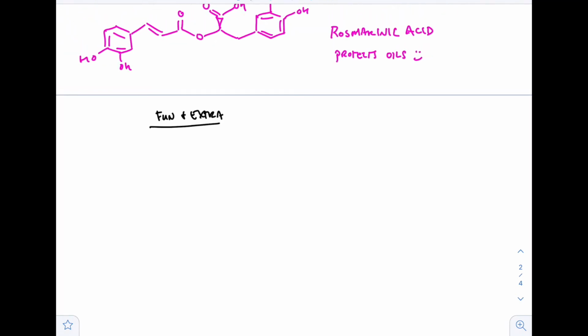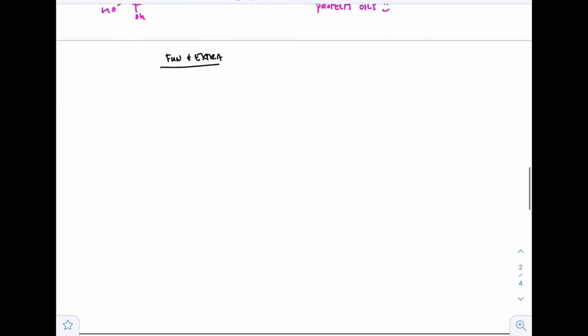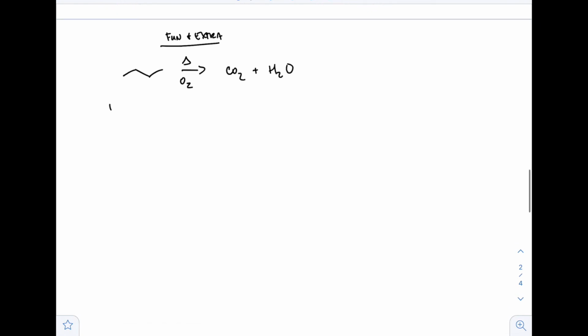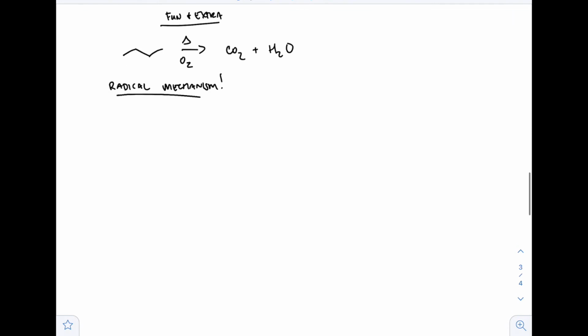All right, so this last portion right here is just basically fun, kind of extra, because you know I'm kind of extra. There's a couple things here. So there's combustion reactions. Let's say we had butane, we have a little heat, and we have some oxygen. That's the perfect combination: fuel, heat, and oxidant, and basically that's going to form CO2 and water. And it's believed to be a radical mechanism.